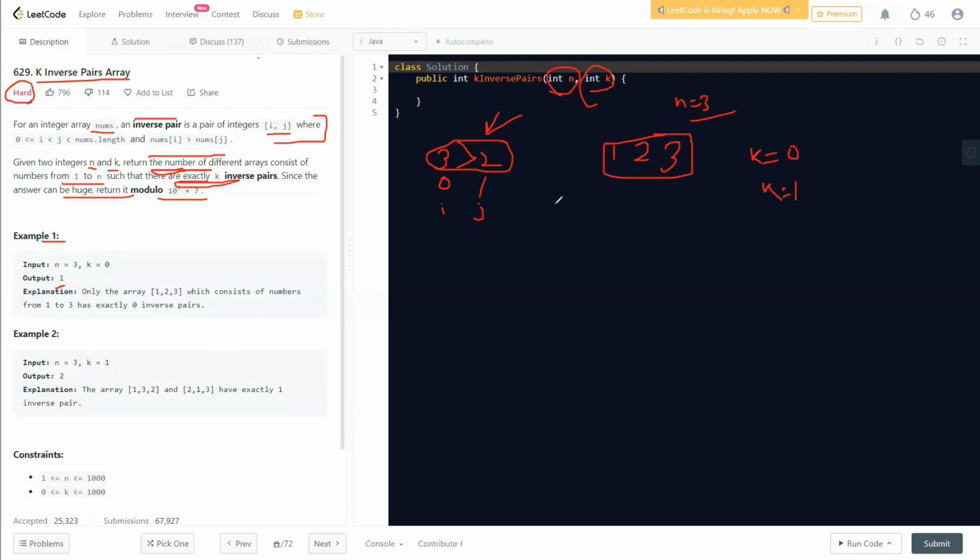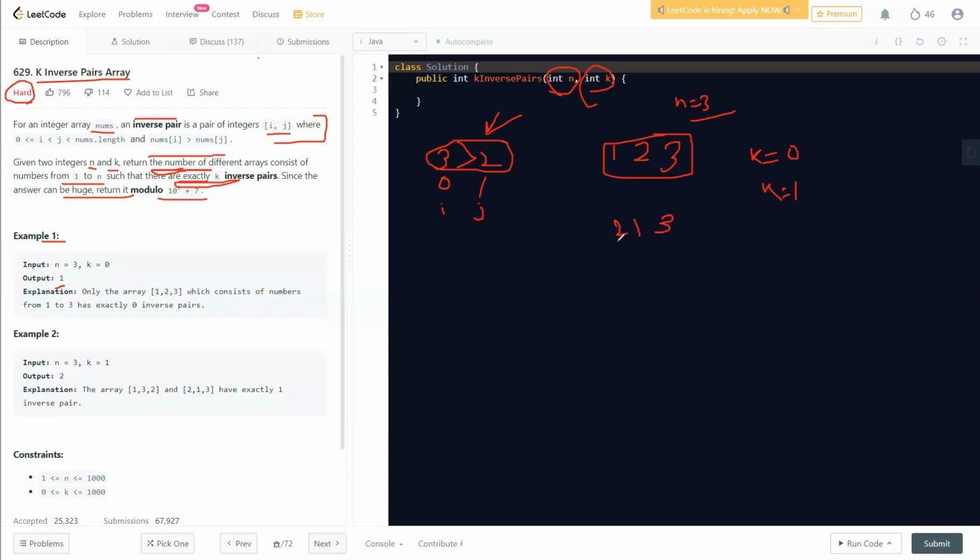Now, what can be our question over here? Whenever there is k equal to 1, let's understand what it means. It means that there should be exactly one inverse pair. Fine. If there is one inverse pair, what can happen? Can we invert 1 and 2? If we invert 1 and 2, say we do 2, then 1, and then 3 as usual.